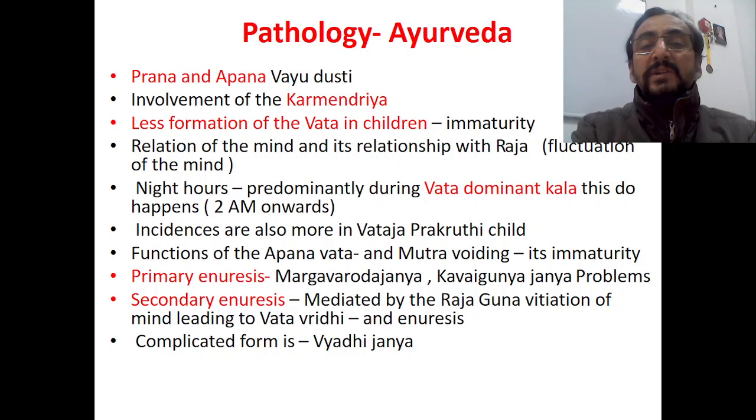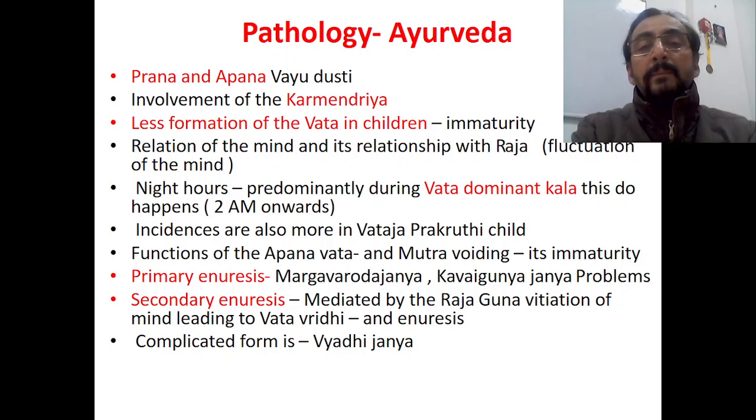So there is less formation of Vata in children, we know that. Vata itself is immature in children. That's what Kashyapa says, Vata Dyoho Vinaha. That means the three doshas are not completely manifested in children. Therefore, they do not show all the signs and symptoms of Vata Vriddhi, Vata Kshaya or Vata Prakopa, and assessment of the disease in children is quite difficult.